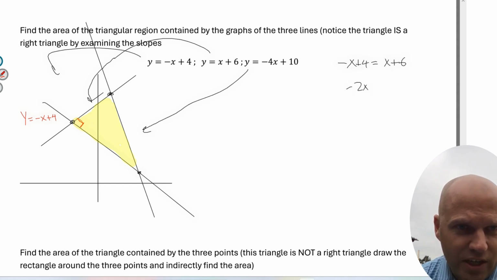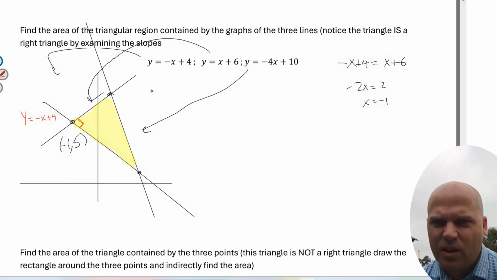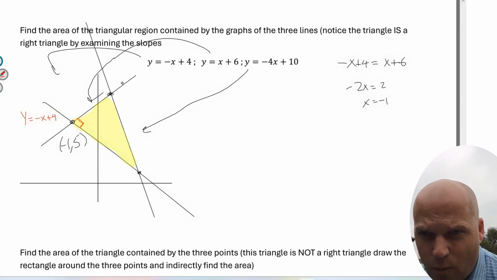Subtract 4, subtract x, you get negative 2x equals 2. You get x equals negative 1. So this is negative 1. What's the y coordinate? If you plug in negative 1, you'll get 5. If you plug in negative 1, you get 5. That checks out.